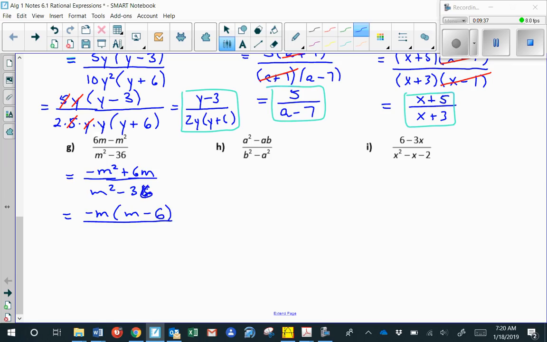In the denominator, m squared minus 36 factors into m plus 6 times m minus 6. Now we can grab our handy-dandy red cancellation pen, and the result is -m over m plus 6.